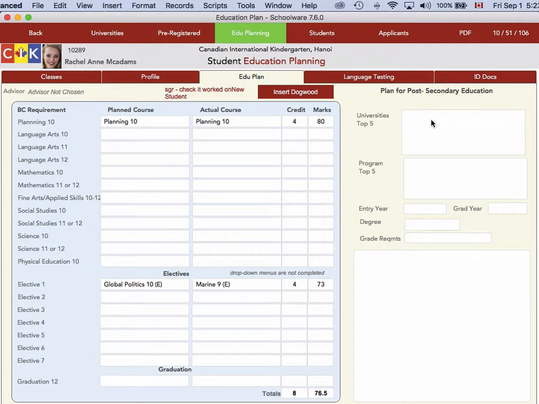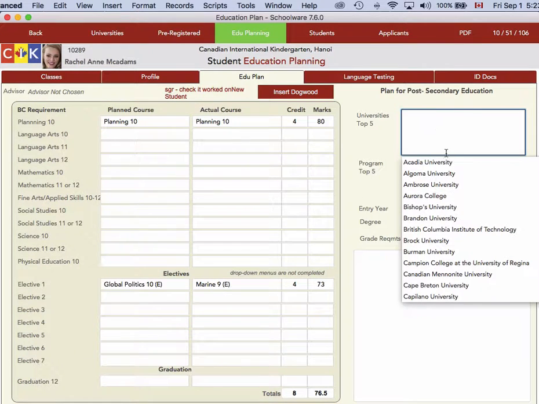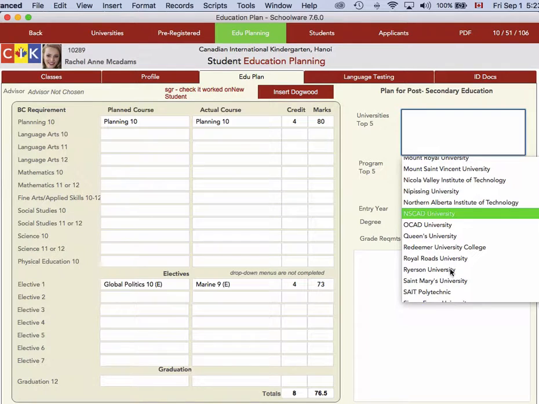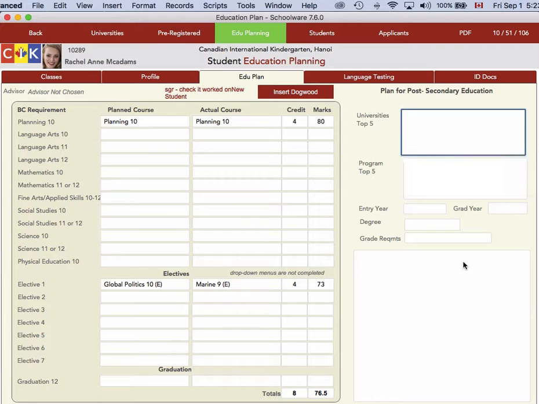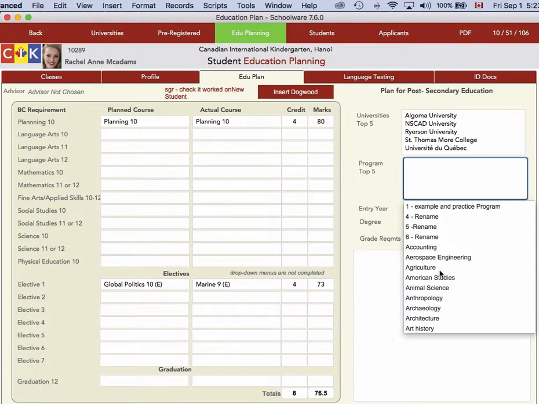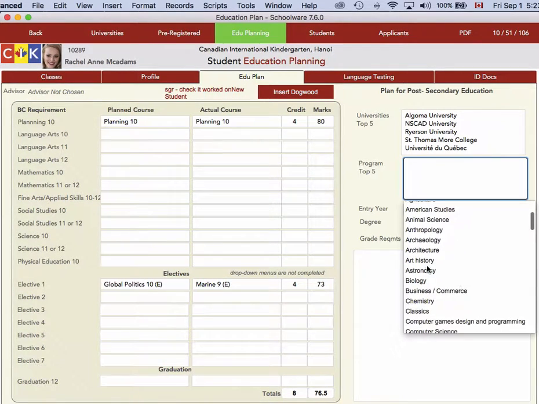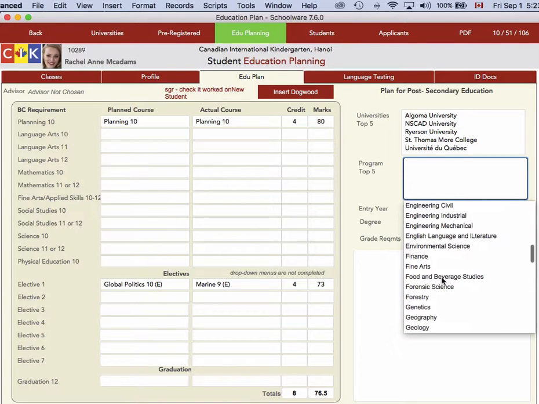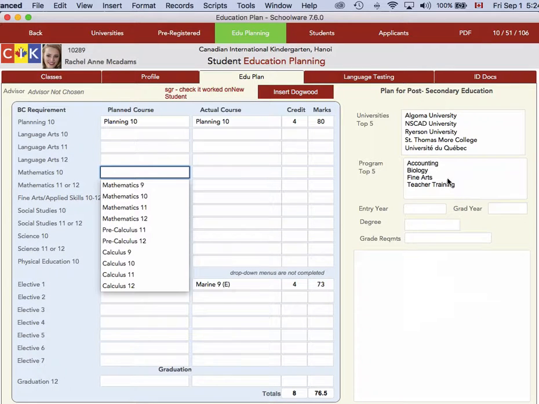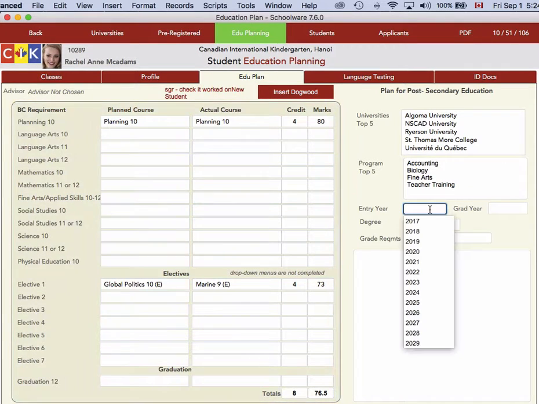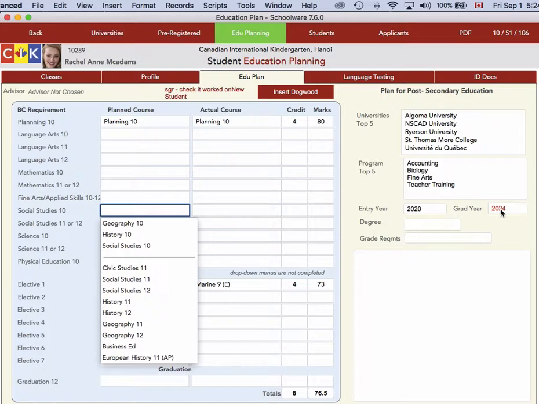And over here we suggest that they choose some universities that they might be interested in at every stage, and keep changing that as time goes by as you learn more about it, so you can choose that. Same with the program. If you're interested perhaps in accounting, biology, fine arts, teacher training, again it lists them here. And then you can calculate the entry year out, the approximate entry year. Maybe they're going to be here for another 3 or 4 years, and hence the graduate year. It's a target graduate year, not necessarily.